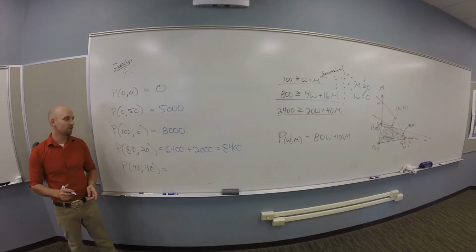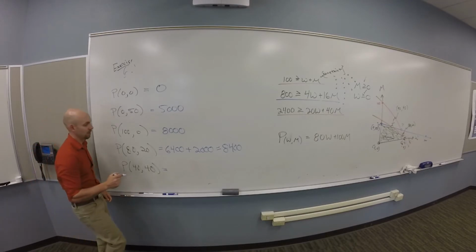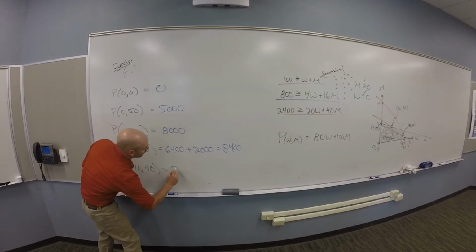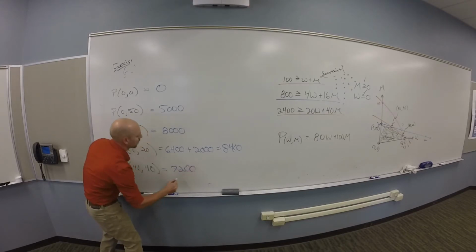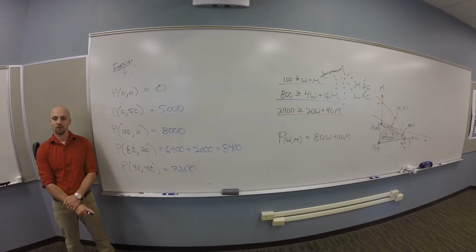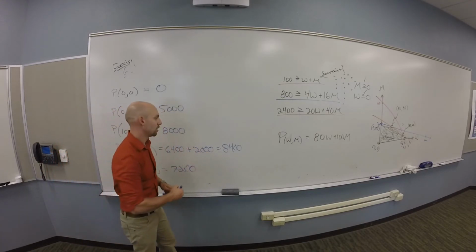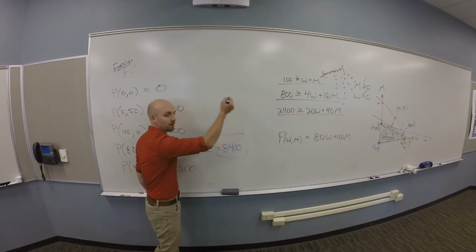Okay, what about the 40-40? What do I get out of that one? 7,200. Okay, 7,200. And what's that one? That one's where I spent all my money and I used up all my labor. You guys see that on this one? This maximum one, right? This was my maximum value there, yeah?